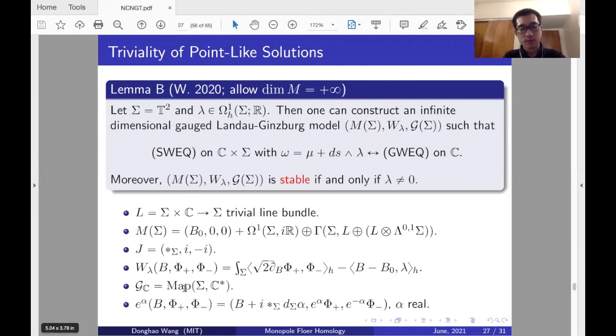The complexified gauge group G_C is the space of maps from the surface into C star. But because of this non-standard complex structure, we have to be careful about this G_C action. The formula is given by this last line, and alpha is a real valued function on the surface. And in the last entry here, instead of e to the alpha, we have this inverse, e to the minus alpha. And this is because of this minus sign here.